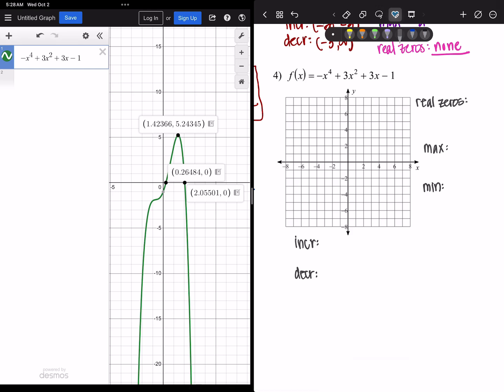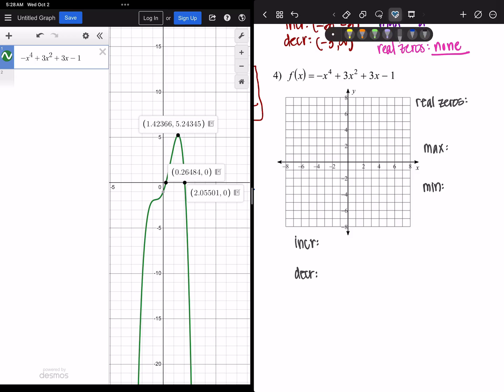Okay, here's a problem where we've got a fourth degree polynomial. So we've got negative x to the fourth plus 3x squared plus 3x minus 1. I've taken that function and I've put it into my graphing calculator on the left-hand side of my screen. I've calculated the max value and the two zeros, the two real zeros that exist for this graph.